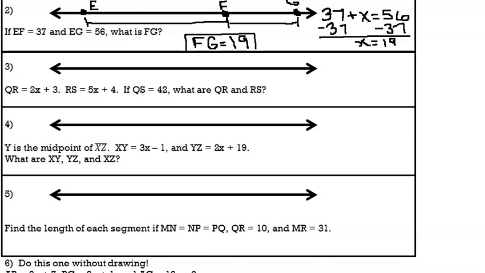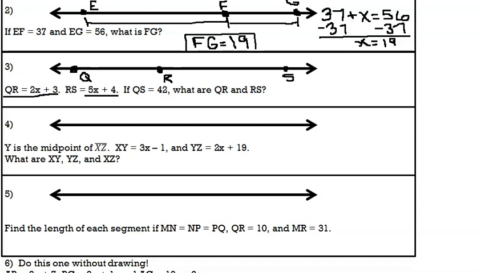All right, now we're getting somewhere. QR equals 2x plus 3. RS equals 5x plus 4. And QS is 42. Okay, so we've got a Q. We've got an R. We've got an S. Now, it doesn't matter exactly how you draw this. What matters is that you understand what's actually going on.